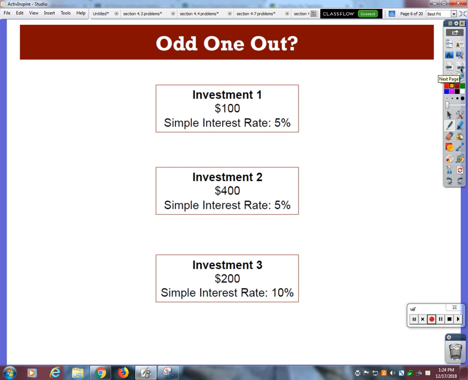All right, so up here on the board, we've got 3 different types of investments. This is like the old Sesame Street game. One of these is not like the other. Which one of these do you think doesn't fit? Investment 3, why? Okay, so Nathan says investment 3 doesn't fit because the interest rate is higher.